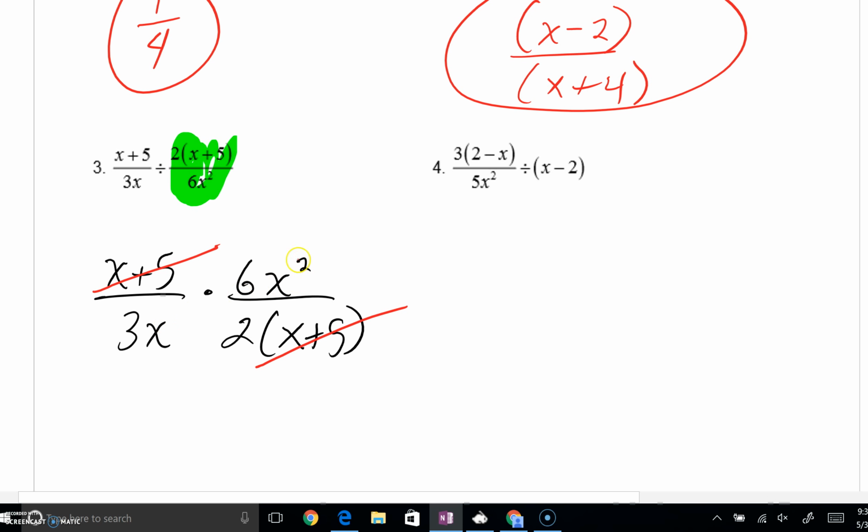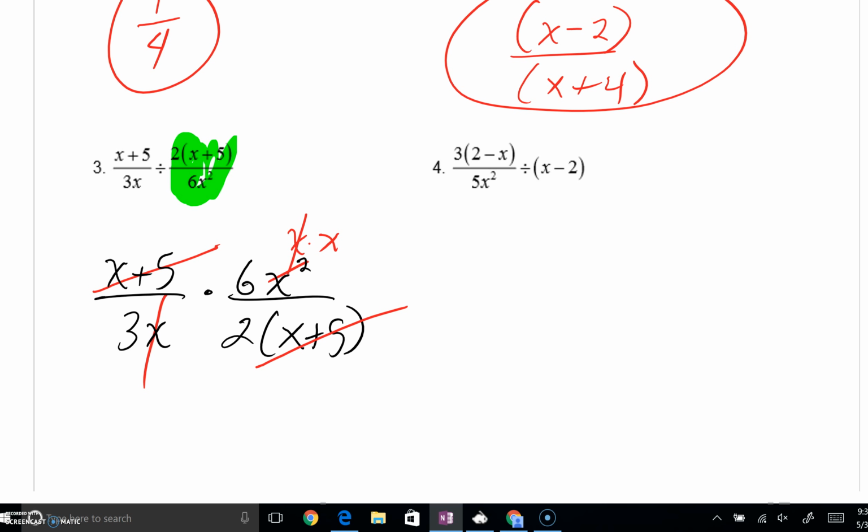The x and then x squared. You see, x squared is really x times x. So 1x here and 1x here cancels out. You're left with an x in the numerator. But then we have all these numbers here, the 6 and the 3 and the 2.